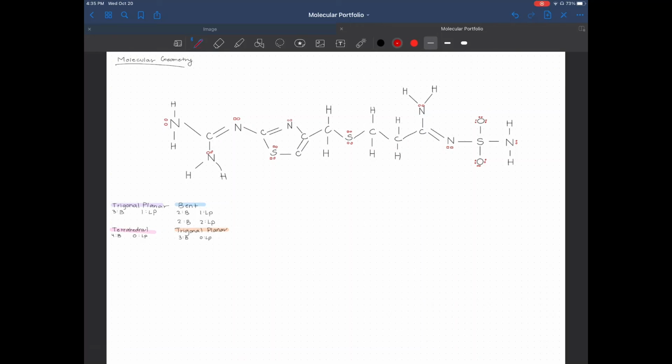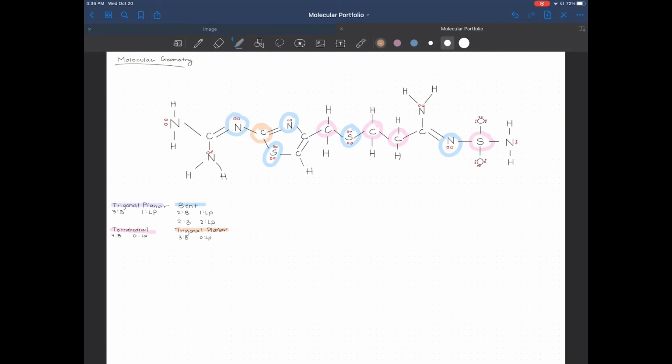Now I will show the molecular geometry of each central atom. The bent structure will be represented by blue, which can be 2 bonds and 1 lone pair or 2 bonds and 2 lone pairs. Next, I'm going in and showing tetrahedral, which is 4 bonds and 1 lone pair.